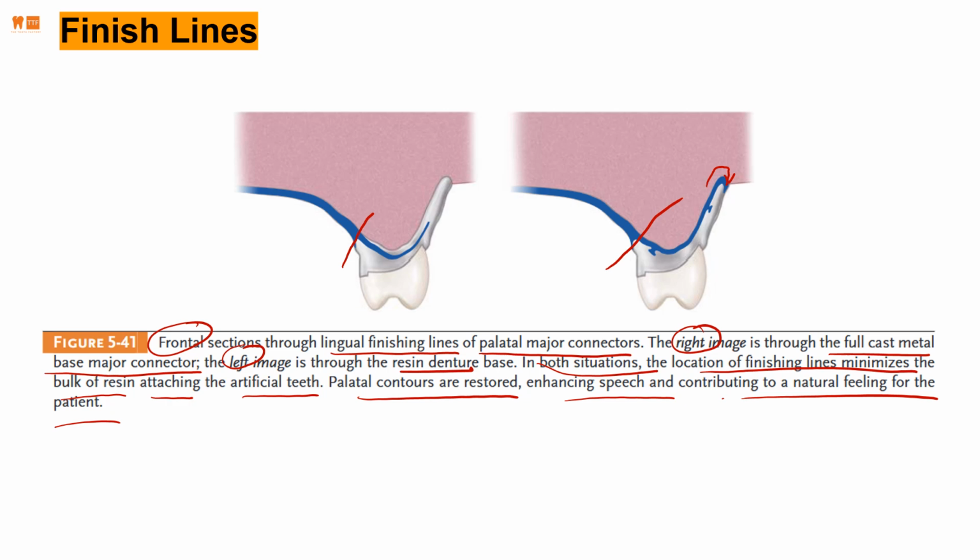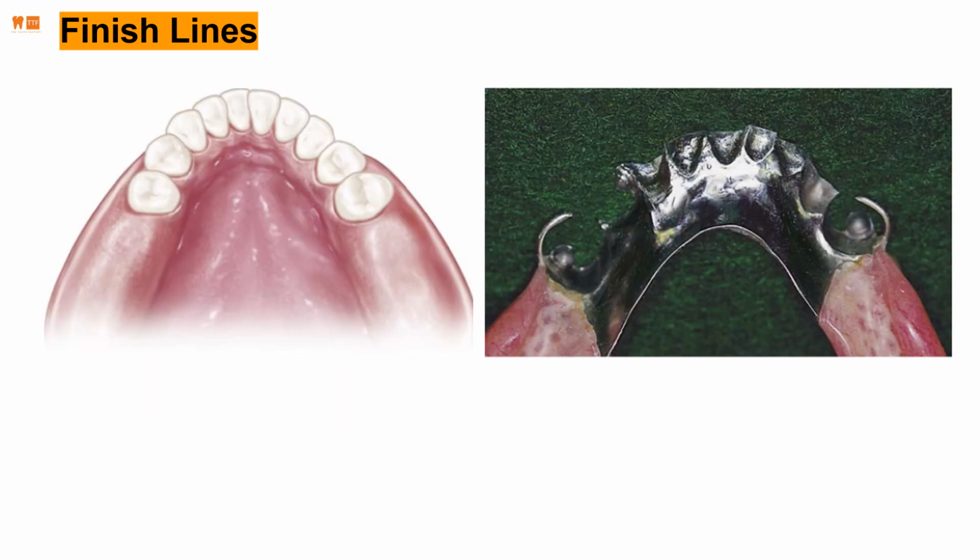So that right side image is through a full cast metal base major connector, and the left side image is just through a resin denture base. But the finish line must be a butt joint. That's the purpose of this diagram right here. That's the takeaway for home.